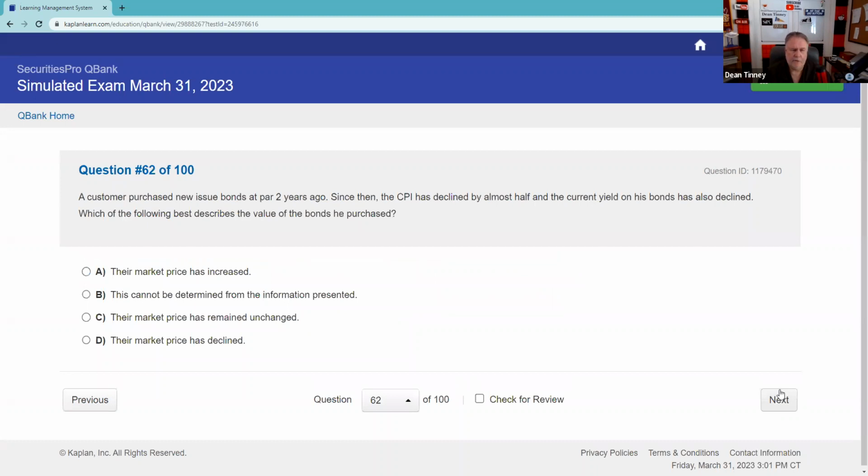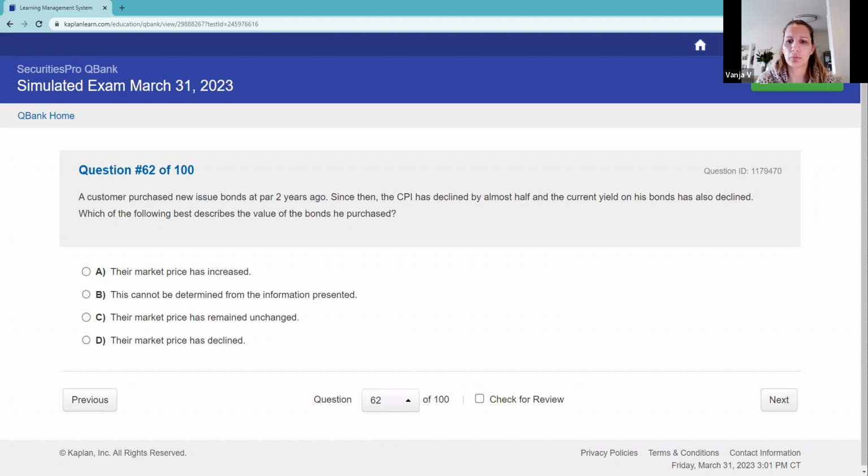A customer purchased new issue bonds at par 2 years ago. Since then, the CPI has declined by almost half, and the current yield on the bonds has also declined. Which of the following best describes the value of the bonds he purchased? Their market price has increased. This cannot be determined. That's never an answer. Their market price has remained unchanged. Their market price has declined.